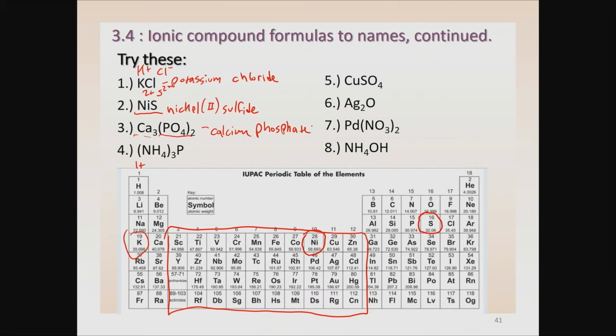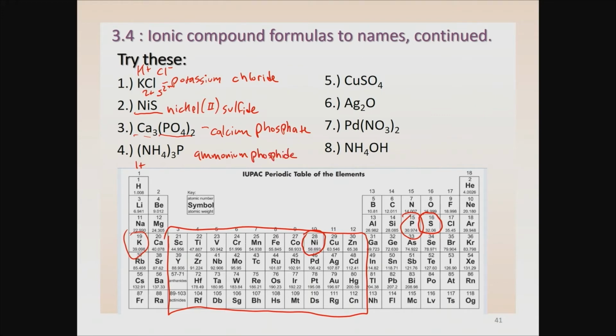Okay, so for the next one, number 4, we have (NH4)3P. It looks to me that we have a polyatomic cation followed by a monatomic anion. To name that, you write out the name of the polyatomic cation without modifying it in any way. So this is ammonium. With the monatomic anion, you're going to have to take the name of the element and modify its suffix with "ide." We have a P here, which is here in the periodic table. This is phosphorus. So we have to change phosphorus to phosphide.